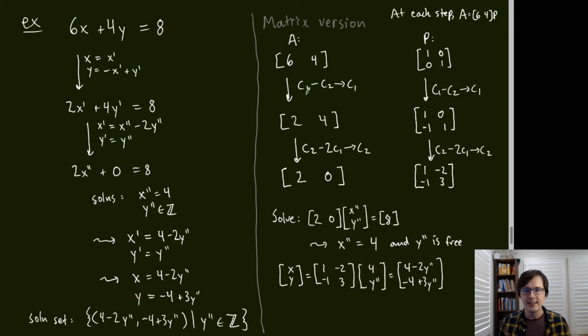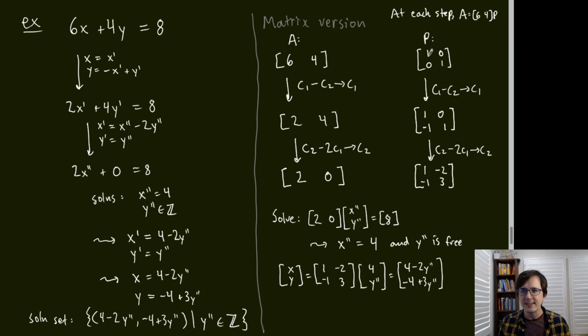Again, following the Euclidean algorithm, we have 6 and 4, so we want to subtract 4 from 6. So let's take column 1 minus column 2, put it into column 1. So we get (2, 4). And then we want to reduce 4 mod 2. So we take column 2 minus 2 of column 1, put that back into column 2, and that's (2, 0). And it turns out that we can just apply all of these same column operations to the identity matrix in the same order, and then that will give us the appropriate P matrix.